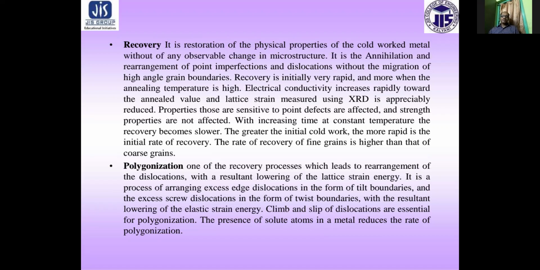Polygonization is one of the recovery processes which leads to rearrangement of dislocations, with the result of lowering the lattice strain energy. It is a process of arranging excess edge dislocations in the form of tilt boundaries and excess screw dislocations in the form of twist boundaries, with the result of lowering the elastic strain. Climb and slip of dislocations are essential for polygonization.